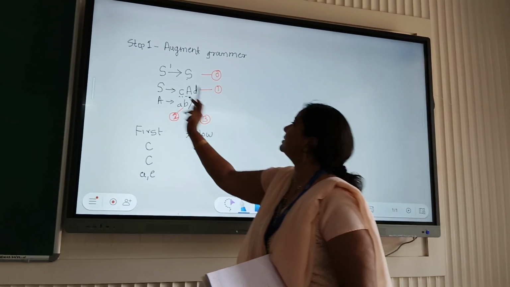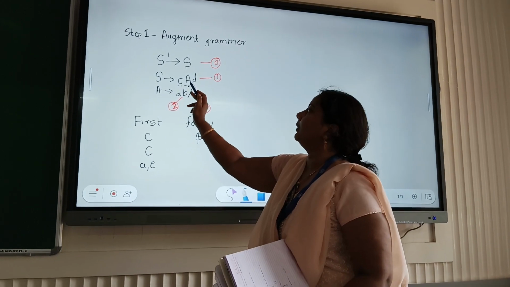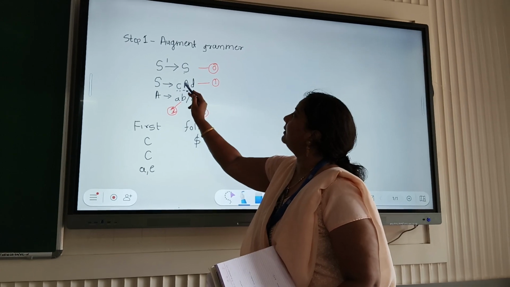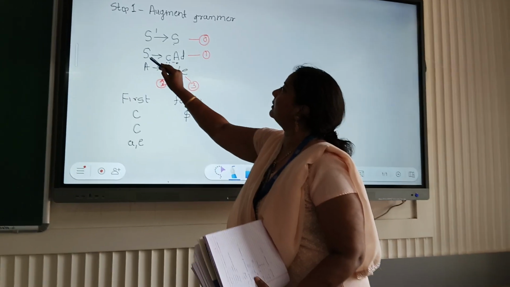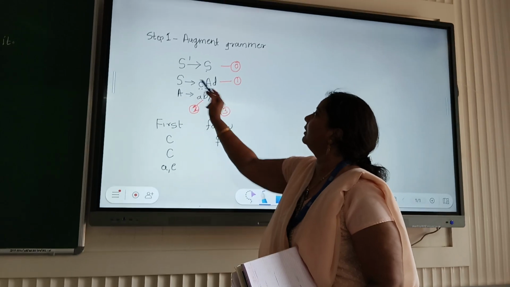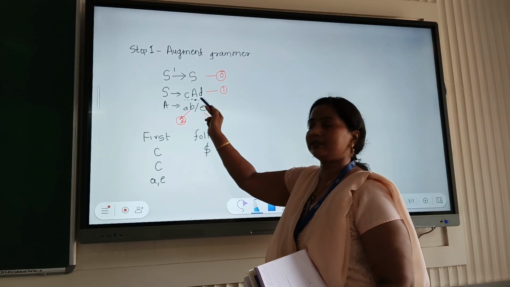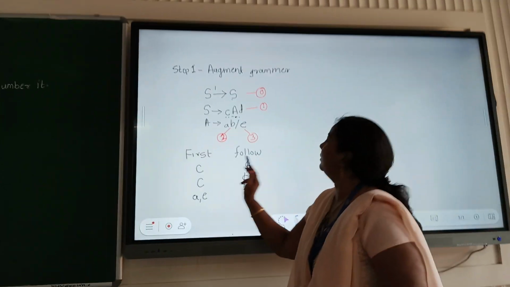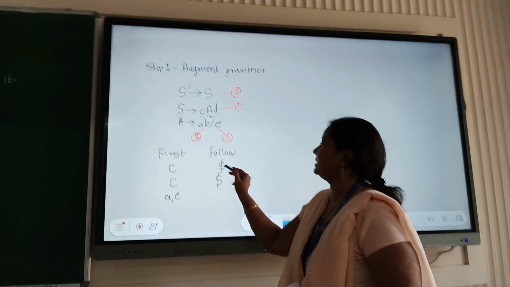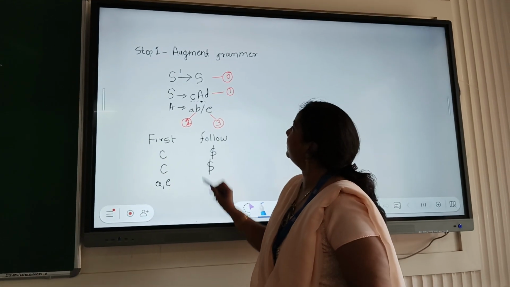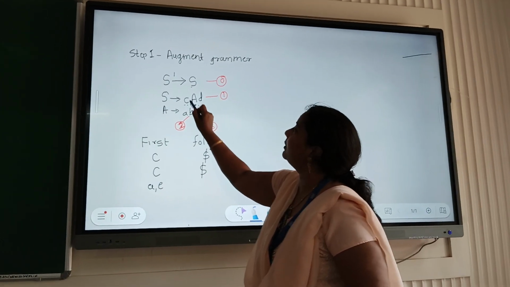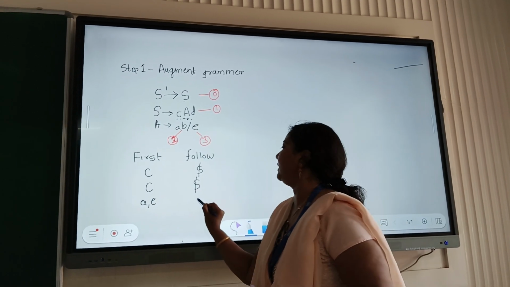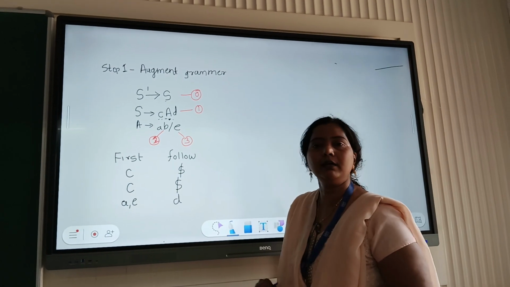Next one, S, which is the node A. Here S is the main node and no follow is there. So again you require to write here the follow of S itself. Then second, third one, here the node is A, and who is the follow of that A? D. So you require to write the D.